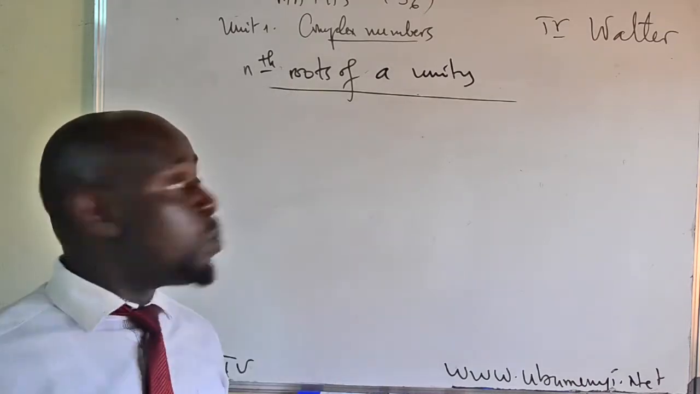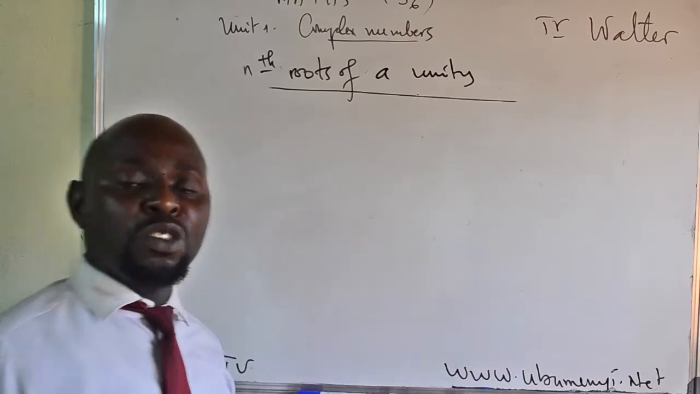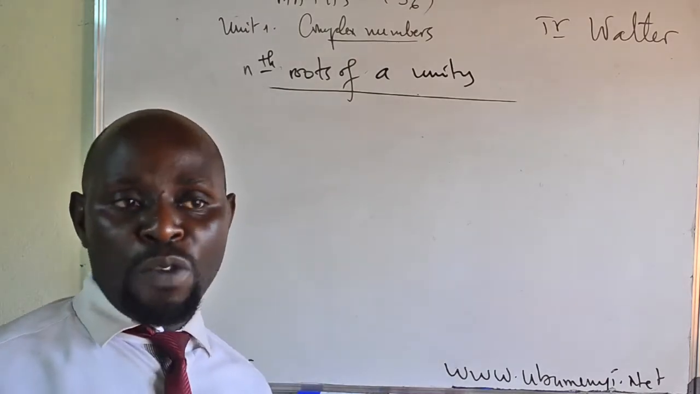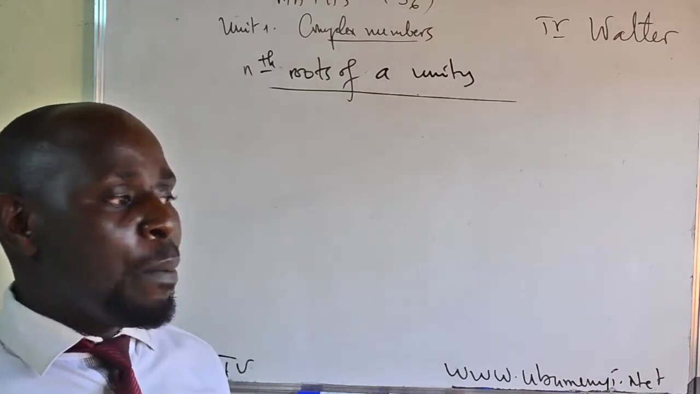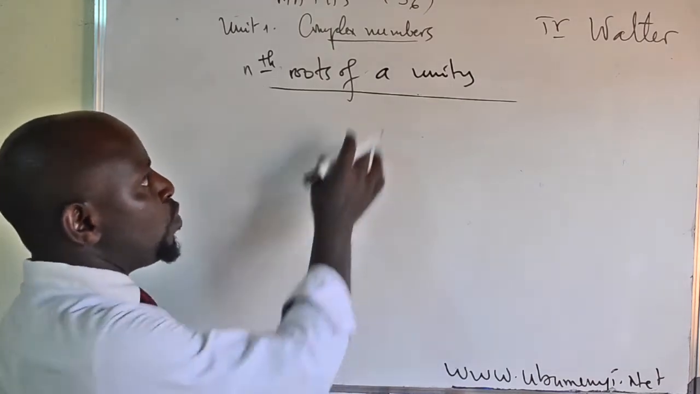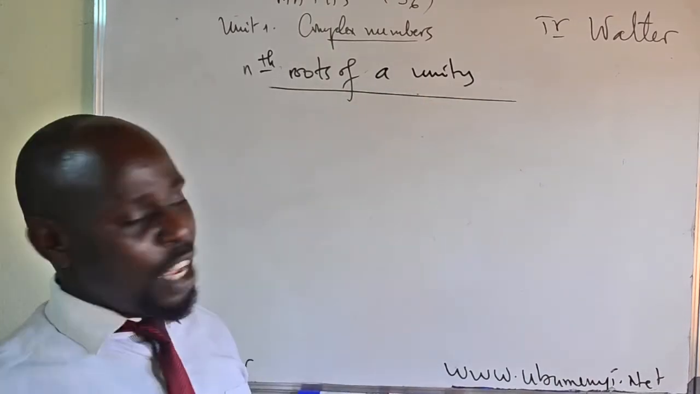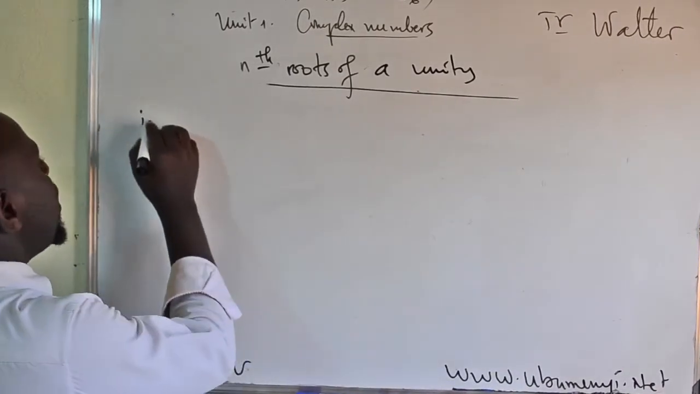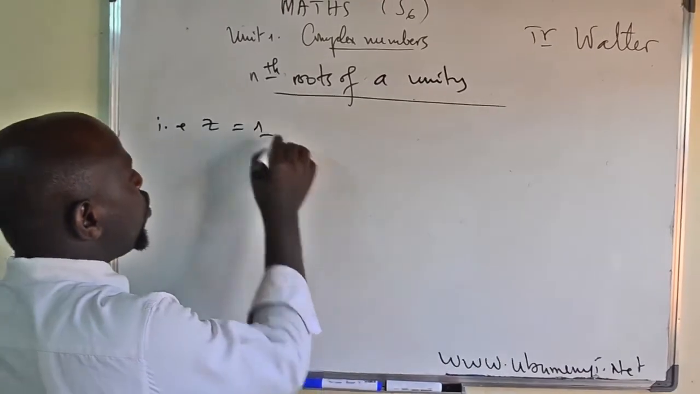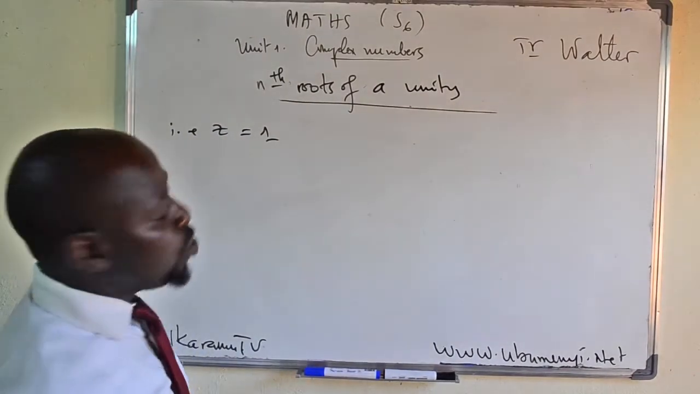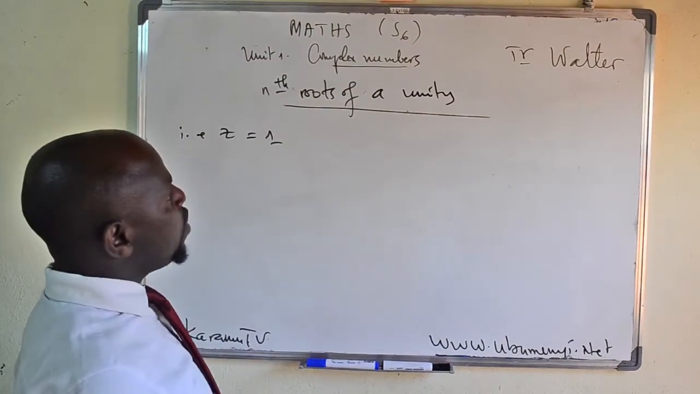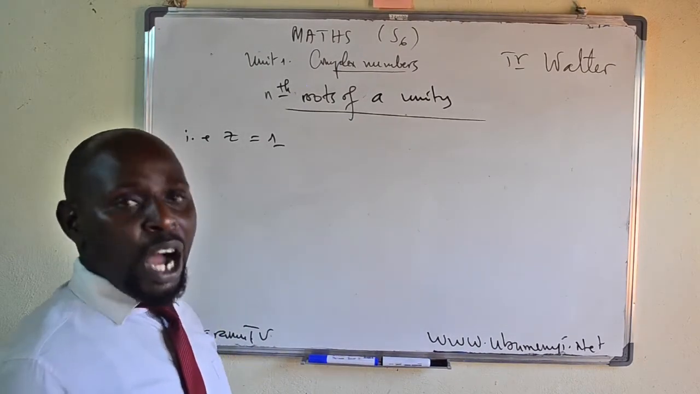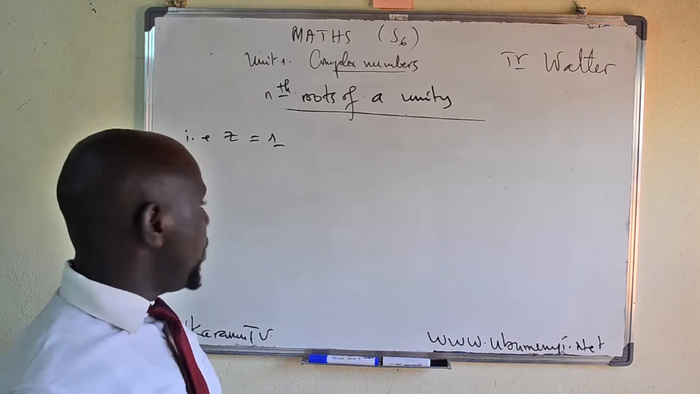Unit 1 of complex numbers. Ladies and gentlemen, in our previous lesson we talked about the nth roots of a complex number. So here I'm back for an nth root of a unity. What is a unity? If we mean a unity, it means that z will be equal to 1. Now, if z equals 1, we also need to find its polar form. How are we going to find the polar form of a unity?